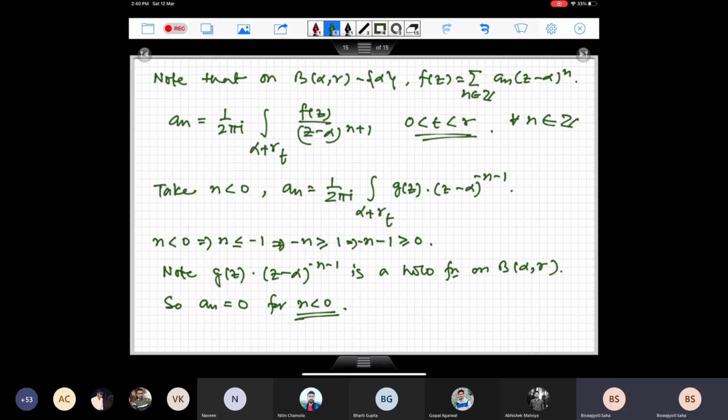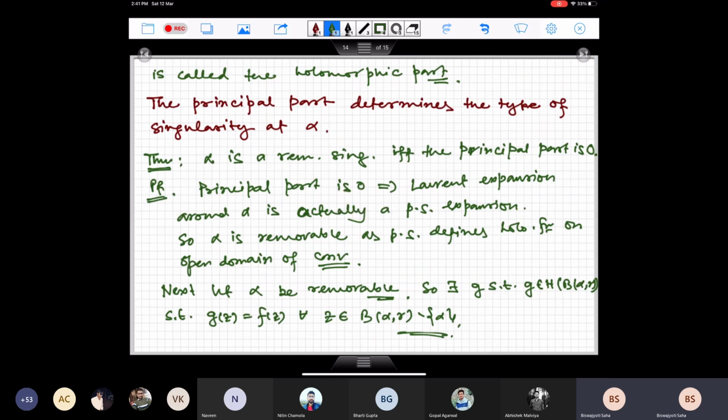I cannot say the same thing for n positive. Remember that, because if n is non-negative, then the 1 upon z minus alpha that I am having is not holomorphic anymore, so I will not be able to say that. So we have to be careful there. Here, both the things are holomorphic, and therefore I get this. So all my an are 0 for n less than 0, and therefore the Laurent expansion is essentially only a power series expansion. That's the first statement, which is about the removable singularity.